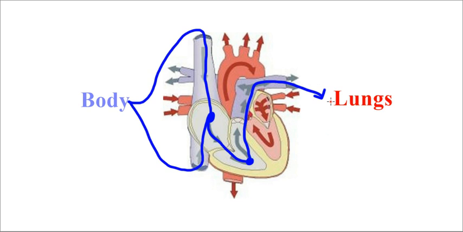Now, blood returns to the heart from the lungs via the pulmonary veins and enters into the left atrium. The left atrium contracts and sends the blood into the left ventricle, which contracts and sends blood out to the body via the aorta.